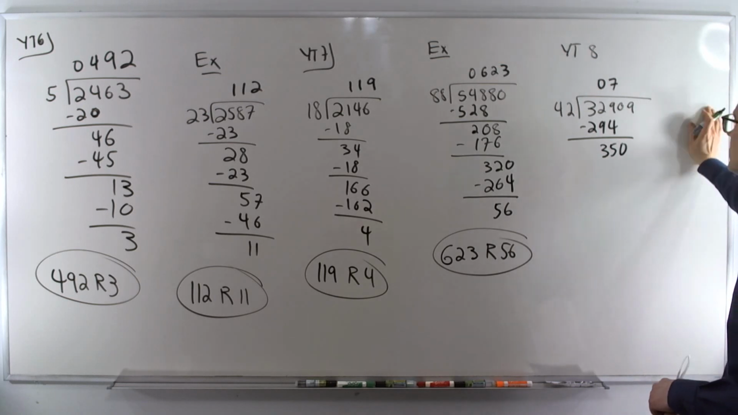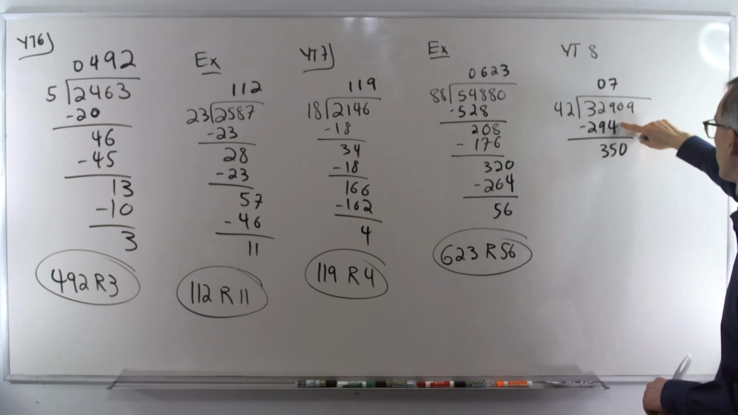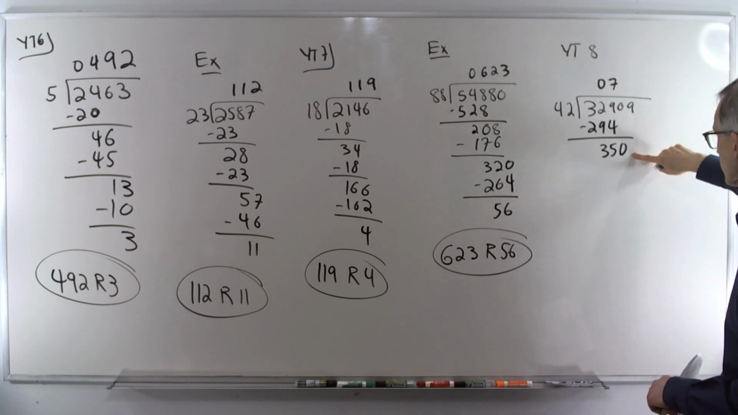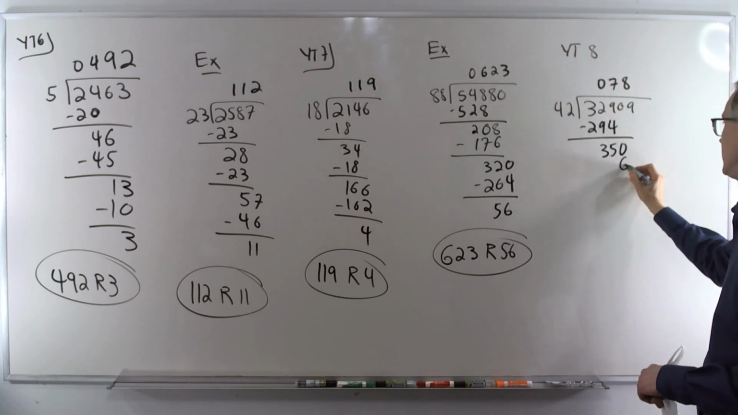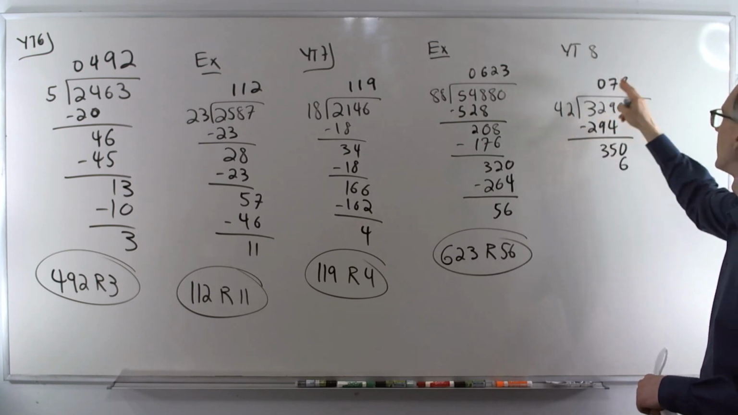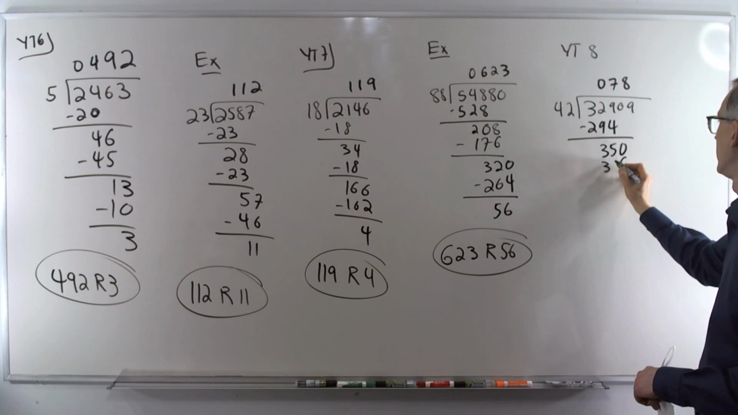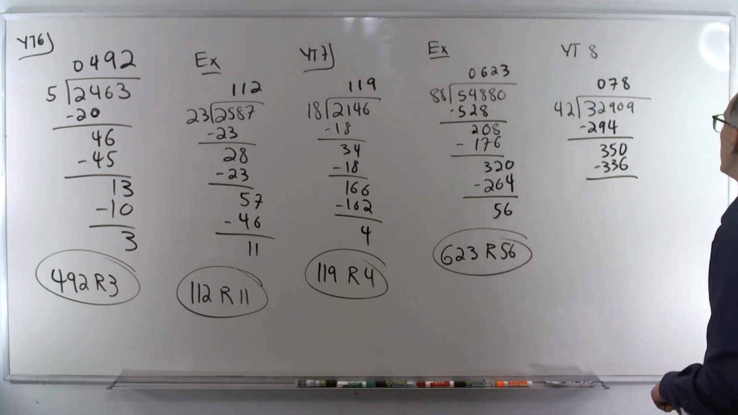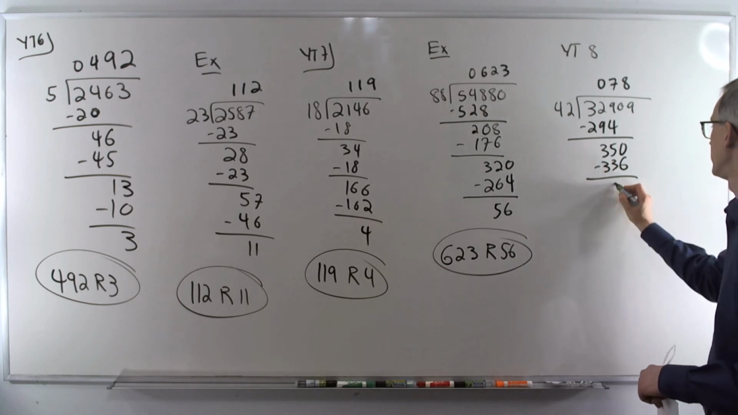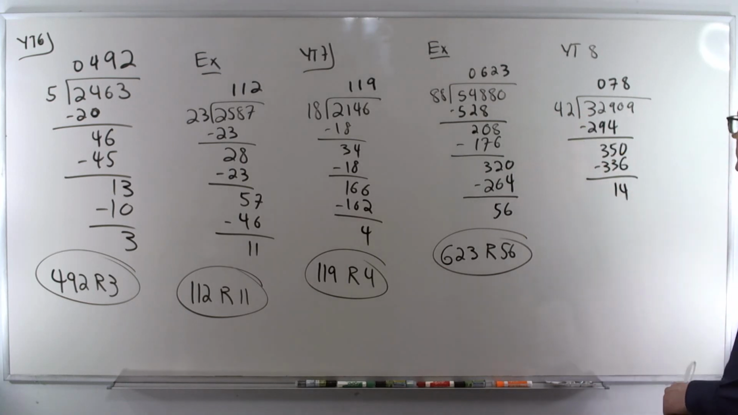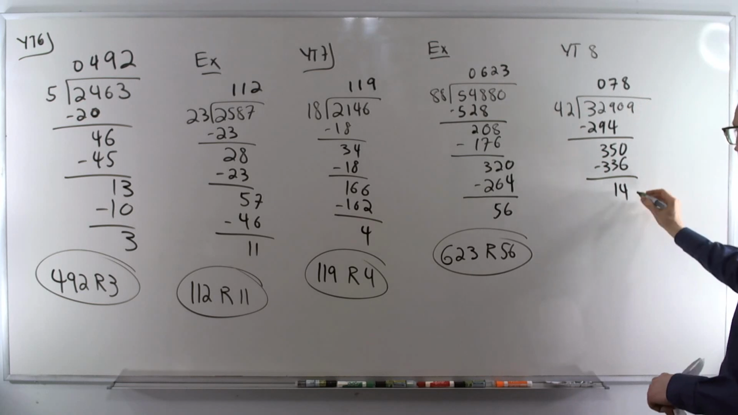Let's see, so 4 times, I think 8's going to do it this time. If we add another 42 onto this, should get us right under 350. So let's do 8. 8 times 2 is 16, carry the 1. 4 times 8 is 32, plus 1 is 33. So 336 there. Subtract to get 14. All right, that's less than 42, so that's good. And we'll bring down the 9.